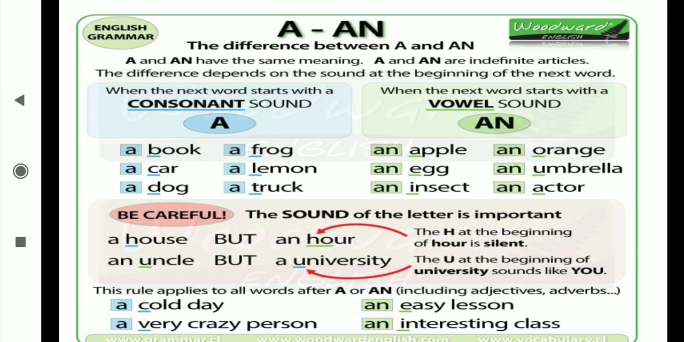This rule applies to all words after "a" or "an", including adjectives and adverbs: a cold day, a very crazy person, an easy lesson, an interesting class. Here a consonant sound came, so "a"; a vowel sound, so we have taken "an". Do you get it? Now, what is the difference between "a" and "an"? For the vowel sound we use "an", for the consonant sound we use "a". And we use "a" or "an" only for singular words, which are indefinite, not particular.